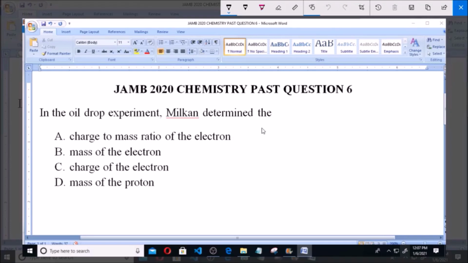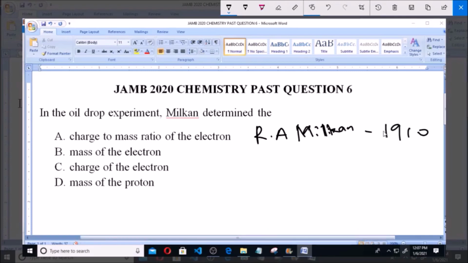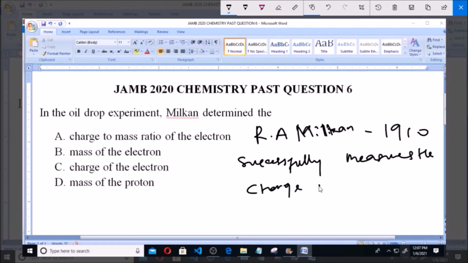Millikan, he was a scientist. He conducted the oil drop experiment. In this experiment, R.A. Millikan in 1910 successfully measured the charge of an electron, or the charge of the electron.